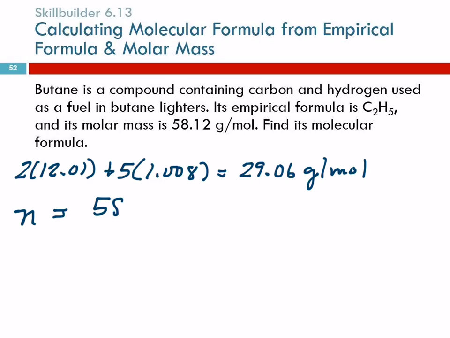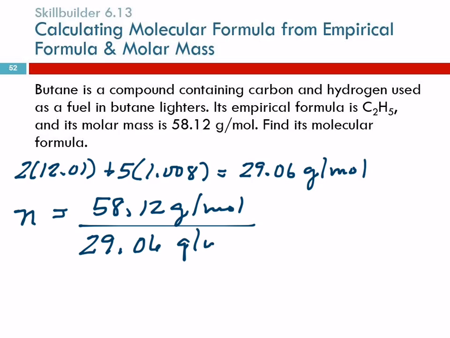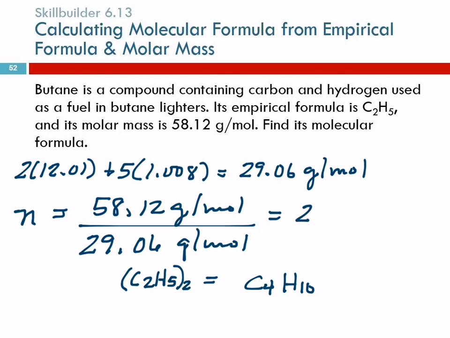So n equals the actual molar mass divided by the molar mass of the empirical formula. And that comes out perfectly at 2. That tells me I need to multiply my empirical formula by 2. And you actually have to do the multiplication part. C4H10 is the molecular formula for butane.